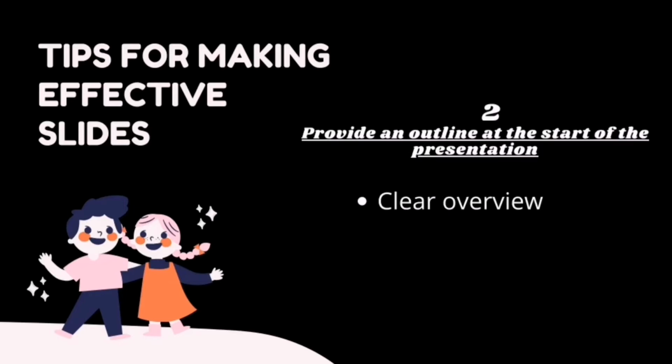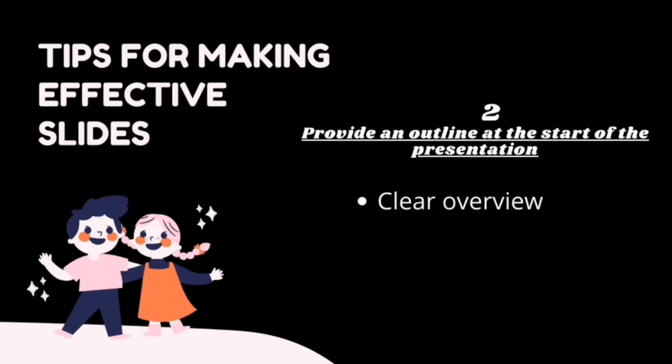Tapos number 2, provide an outline at the start of the presentation. You would want your audience to be interested in your topic. The best way to engage them is to provide them a clear overview of what's going to happen in the next few minutes. In this manner, you are already establishing a connection with them. And at the same time, you are giving them a preview of the whole thing.